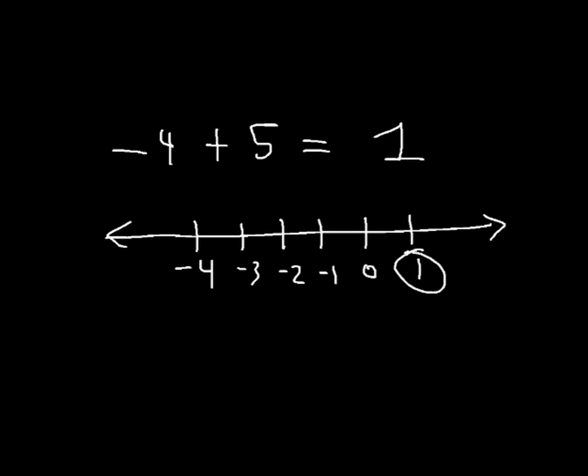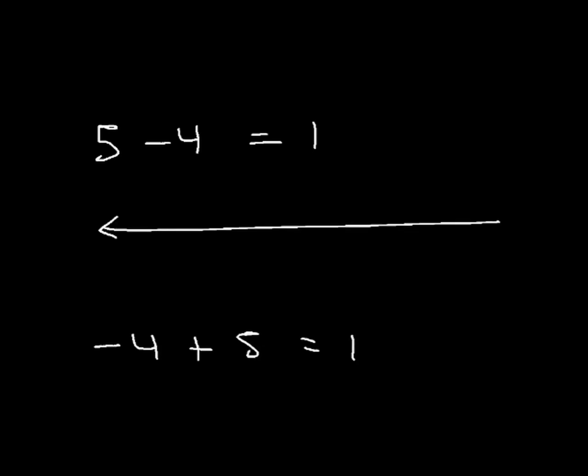Now you can also add it the other way too. Negative 4 plus 5 is the same as 5 minus 4. You can reverse the numbers. This will also give you 1. So if you started at 5 and went 4 units to the left, 1, 2, 3, 4, you would end up at the same location, which is 1.